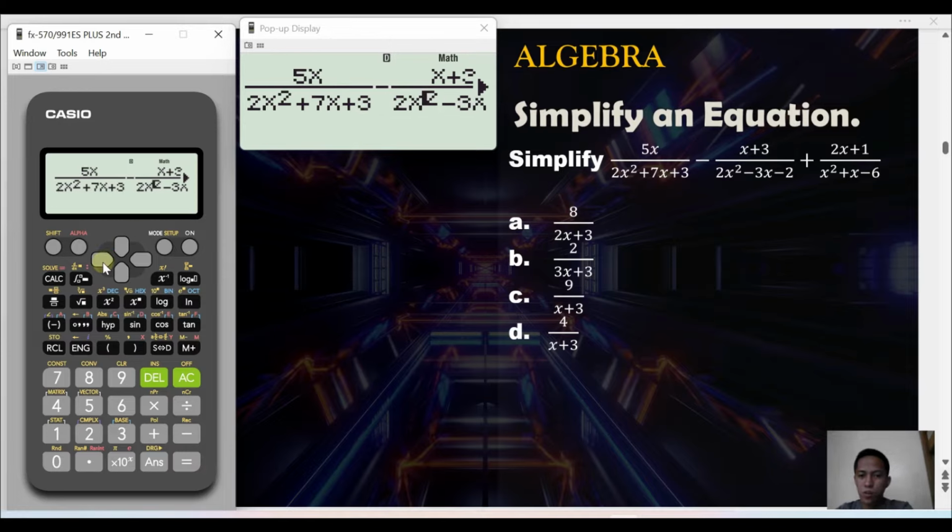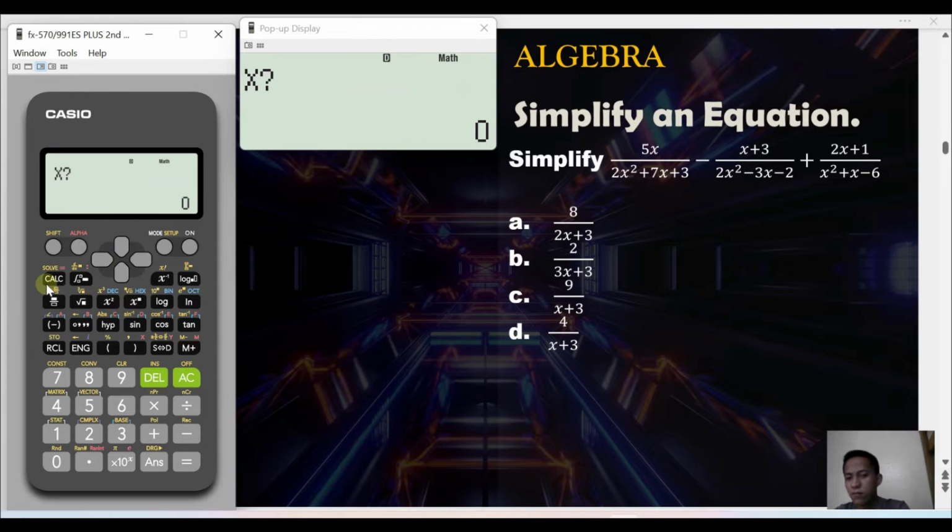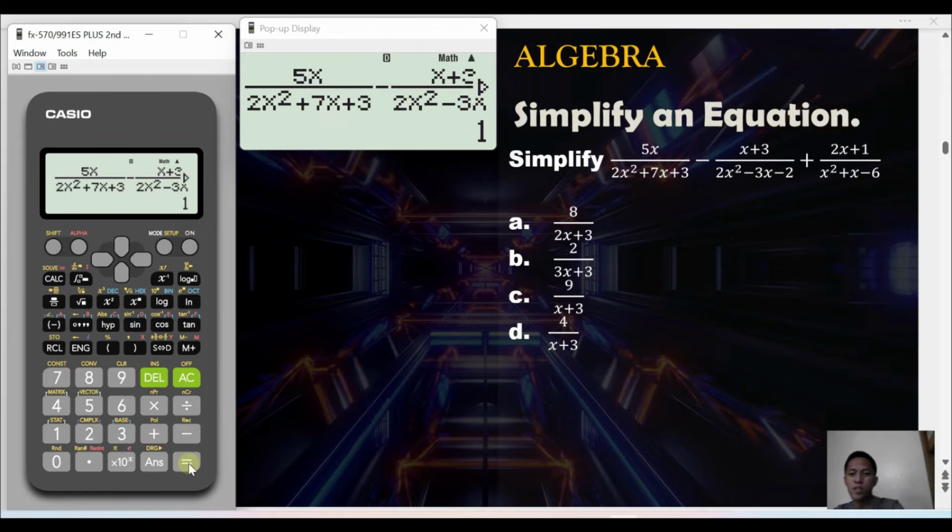Okay, after you review, just click CALC, then mag-assume tayo ng value. So, let's say, assume natin is 2. So, any value guys, let's say 2. Or 1 na lang, 1. Okay, 1. So, equal. So, 1 siya.